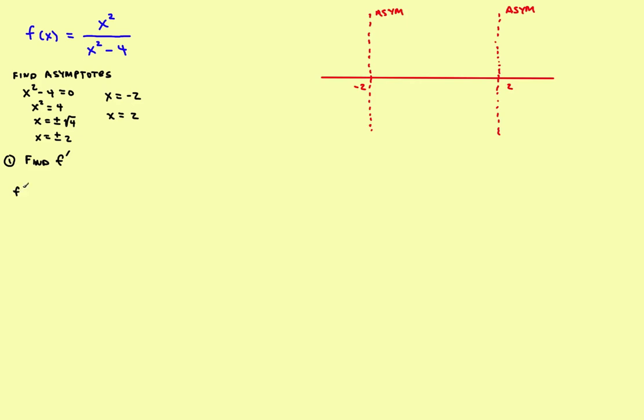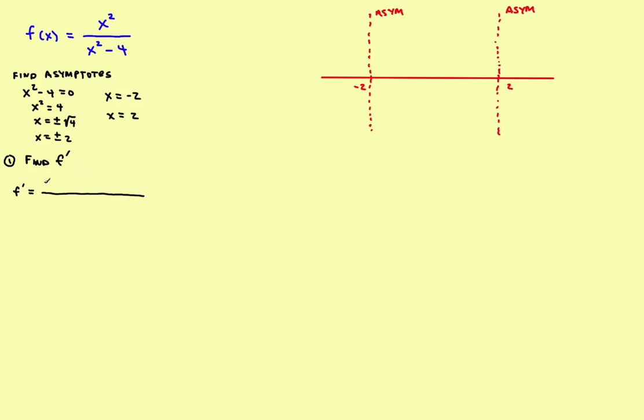So what I've got is the first derivative of this thing. Now, the quotient rule says that it's the denominator times the derivative of the numerator minus the numerator times the derivative of the denominator, all divided by the denominator squared. So we'll go ahead and put that on here. We'll put a bar across here, and it looks like this.